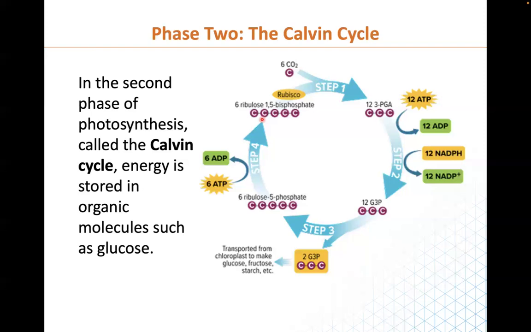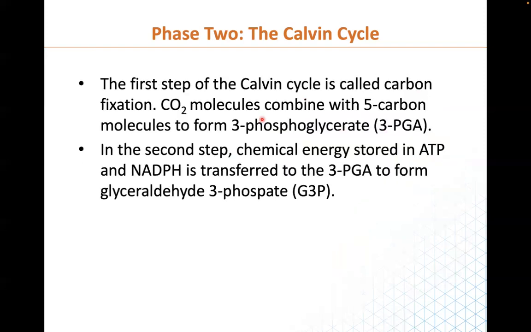So the remaining 10 will proceed into the reaction. That gives you 5 carbon atoms, but it's actually 6 molecules of it. So you have 6 molecules of ribulose 5-phosphate. Once you add 6 ATP, it changes the ribulose 5-phosphate to 6 ribulose 1,5-bisphosphate.